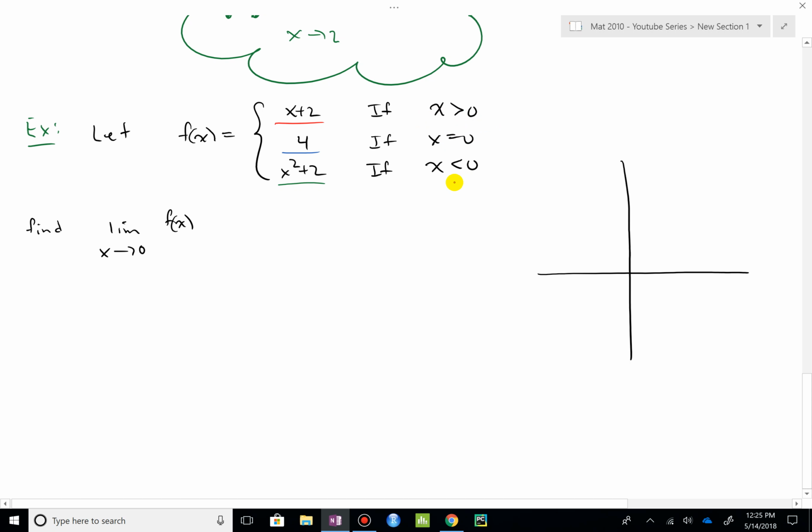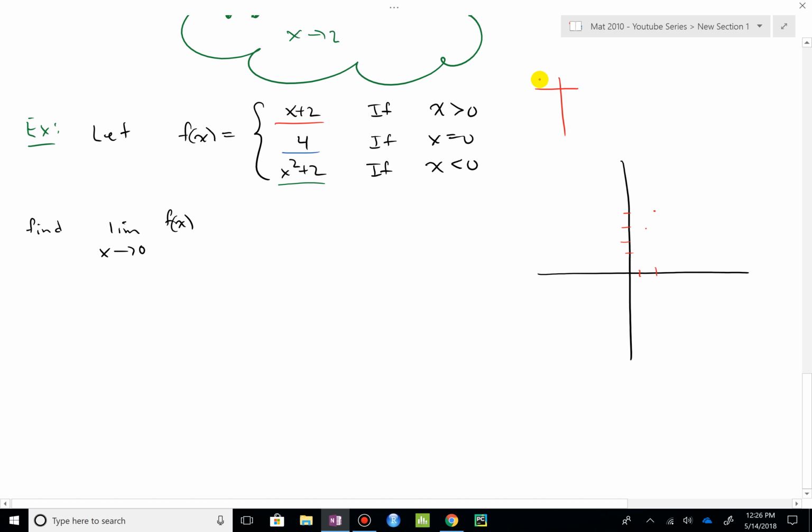So if it's bigger than 0, it says go to x plus 2. Do x plus 2. So if it's 1, right, you get 3. Boop, boop, boop. If it's 2, what do you get? 4? Okay, so look, but hold on. Can I plug in 0 here? No, I can't. And this is a big point.